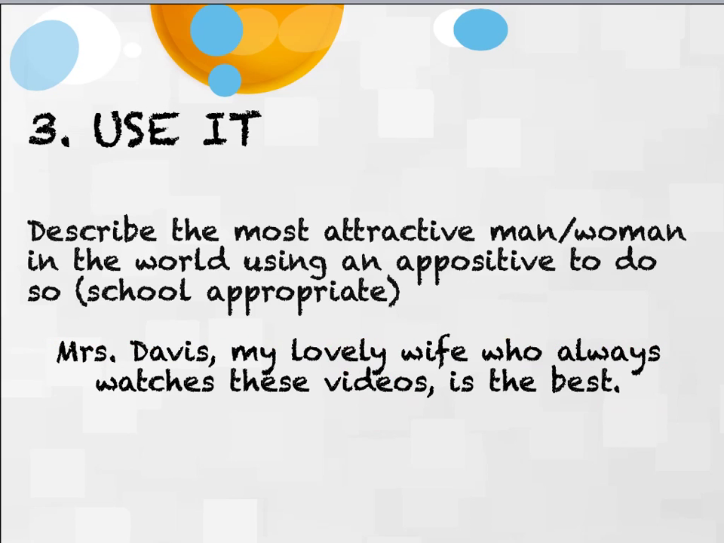So there are a ton of different ways to do this. I'm just going to show you one example here. It says, Mrs. Davis, my lovely wife who always watches these videos, is the best. So let's check to make sure it follows the 4 rules that we learned. First of all, Mrs. Davis, that's a noun, so good, it's right where it should be. Second rule, it should give us more information about the noun. Mrs. Davis, well, who's that? My lovely wife who always watches these videos.